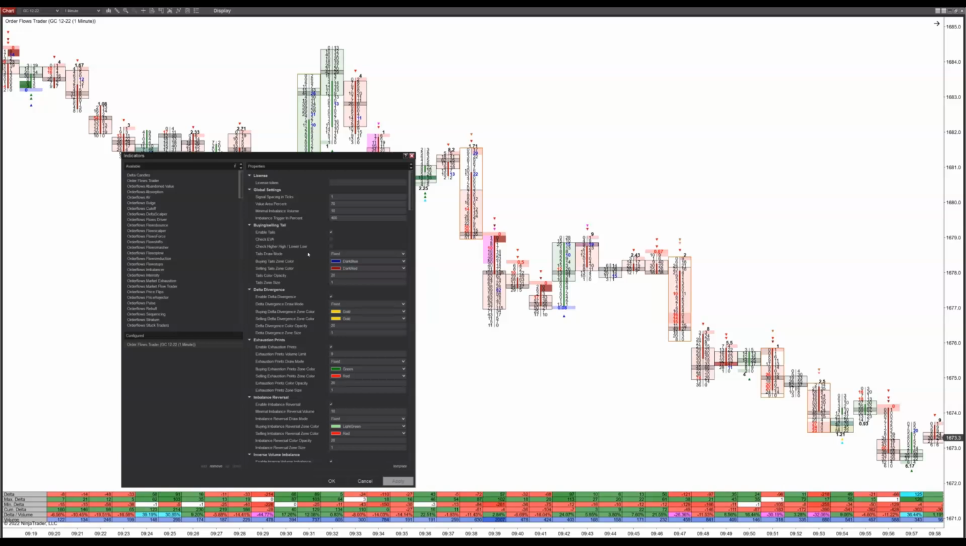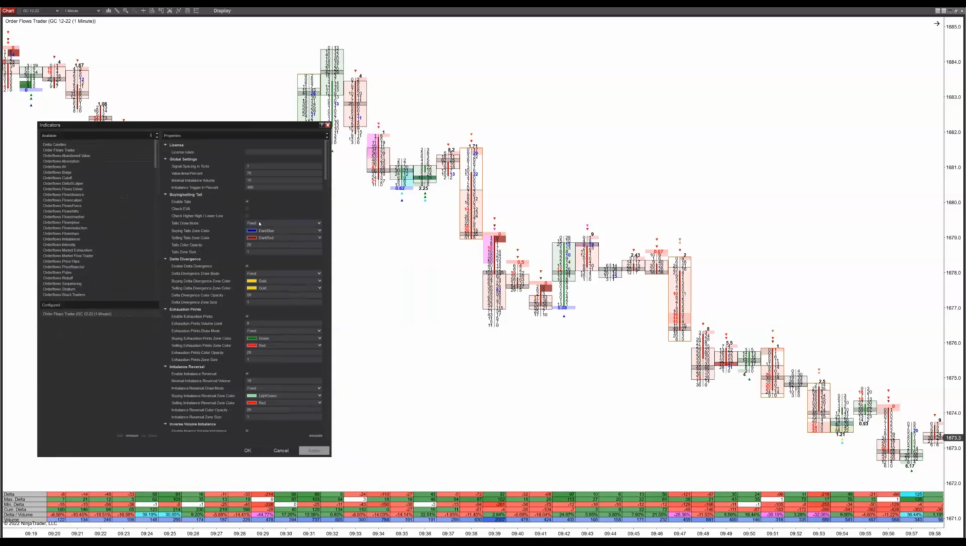Check higher high or higher low, meaning the tail would have to come in at either a higher high for a selling tail or a lower low for a buying tail. Now there's draw modes on everything, right? You could draw out the zones of every indicator in here. Most are fixed to appear just in that bar.